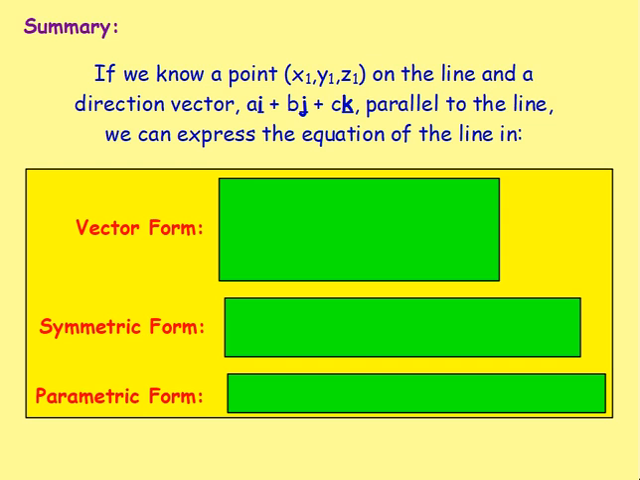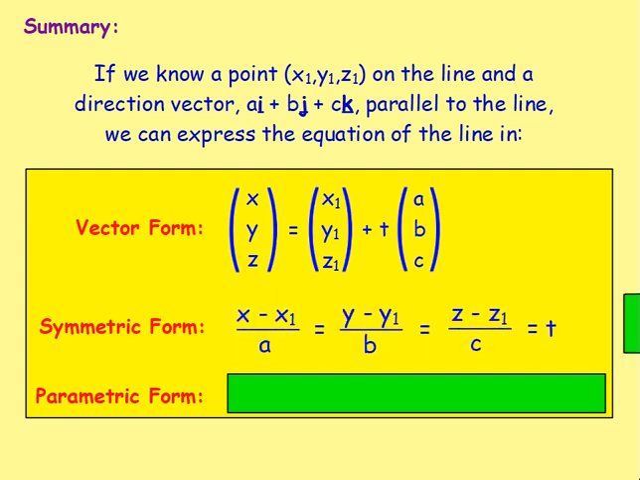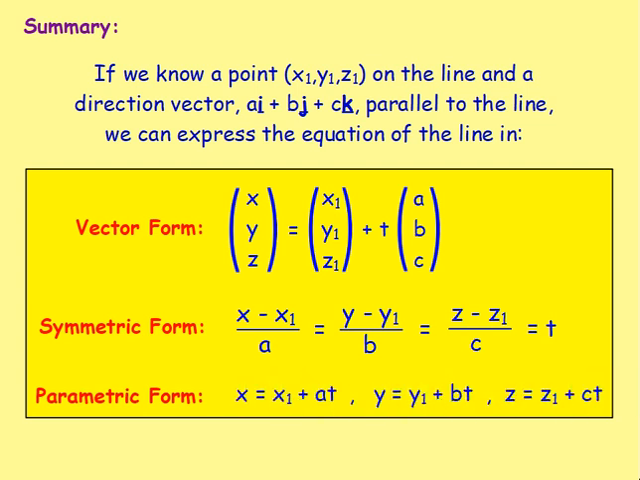So there are really 3 forms that we can write our equation in. If we know a point x1, y1, z1 on a line, and a direction vector, ai plus bj plus ck, which is parallel to the line, we can express the equation of the line in vector form. So you can express it just with the components like this. You can write it in symmetric form, or you can write it in parametric form. So there are three forms that you need to be familiar with.